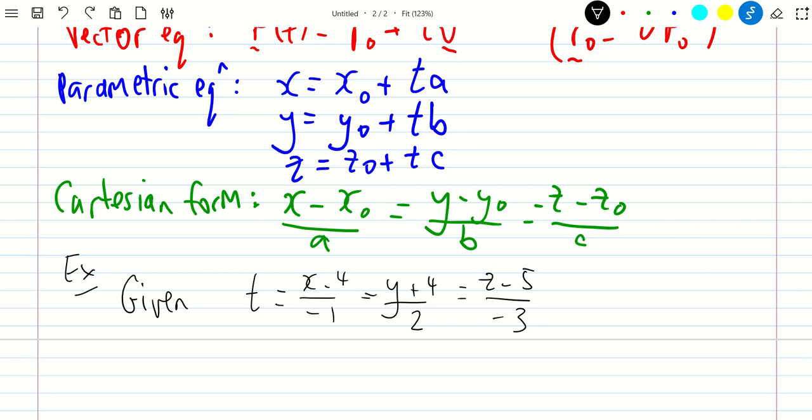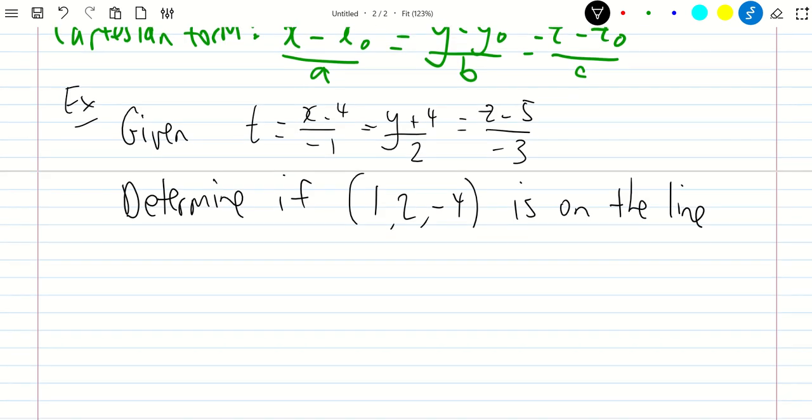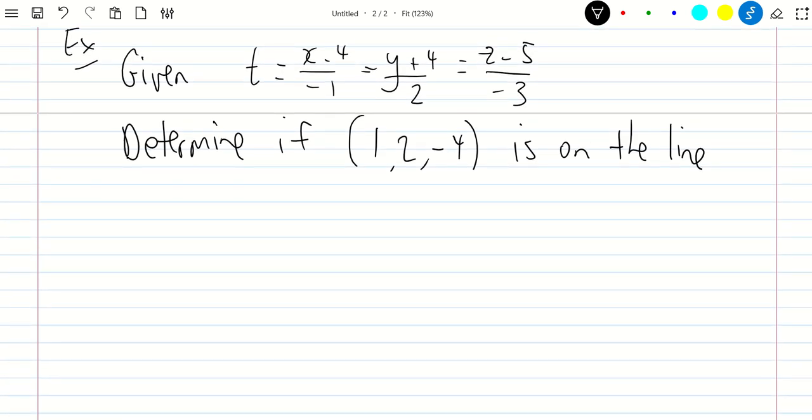So given that, determine if the point 1, 2, -4 is on the line. So we'll have a think about this. Given this particular equation, is the point 1, 2, -4 on the line? Basically, it's a substitution exercise where we want to see whether this x value, this y value, and this z value all appear on the line for the same value of t.